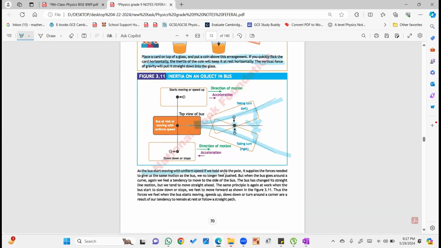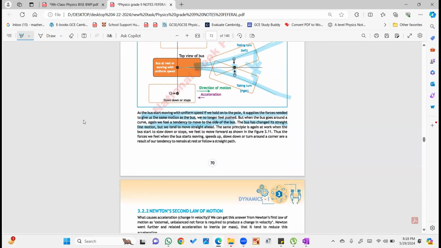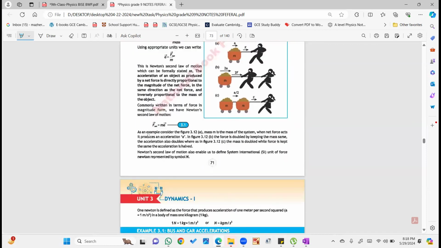Then we have this curved. As a bus starts moving with uniform speed, if we hold onto the pole, it supplies the force needed to give us the same motion as the bus, so we no longer feel pushed. But when the bus goes around a curved path, again we feel a tendency to move to the sides because now the resultant force is acting on us. The bus has changed its straight line motion, but we tend to move straight ahead. The same principle applies when the bus starts to slow down or stops. So वो basically वही सारे meanings explain कर रहा है. Resultant force would only act if there is some change in the state of the body.